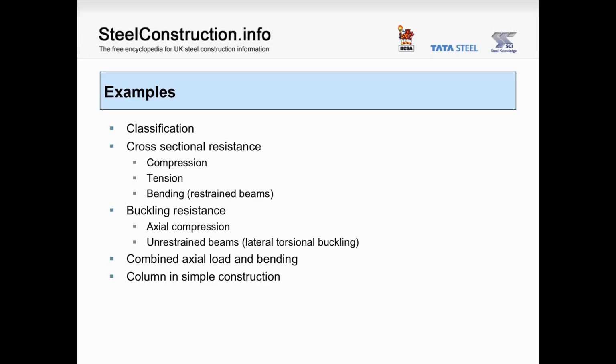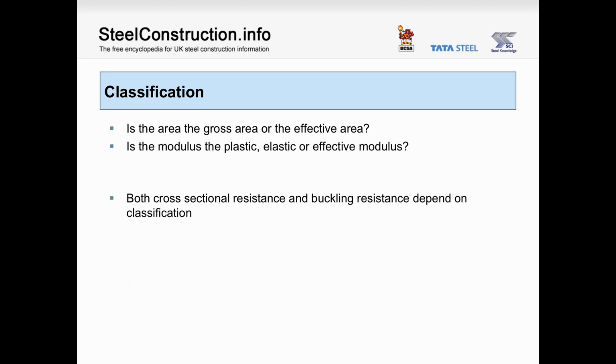I'm an Associate Director at the Steel Construction Institute, and this presentation covers the demonstration of an extensive range of numerical worked examples, all in accordance with the Eurocode. So we'll classify, we'll check cross-sectional resistance, we'll verify buckling resistance, and then we'll finally consider columns in simple construction.